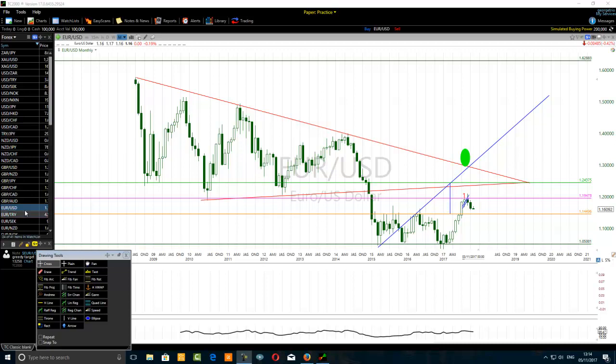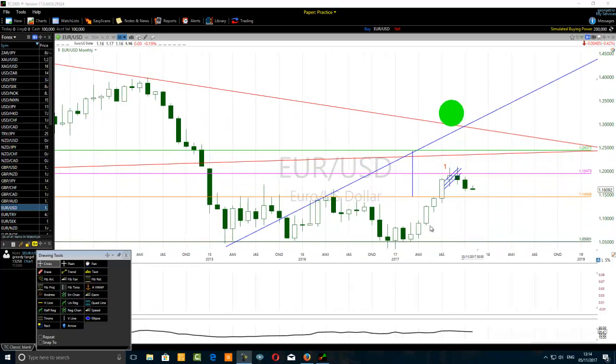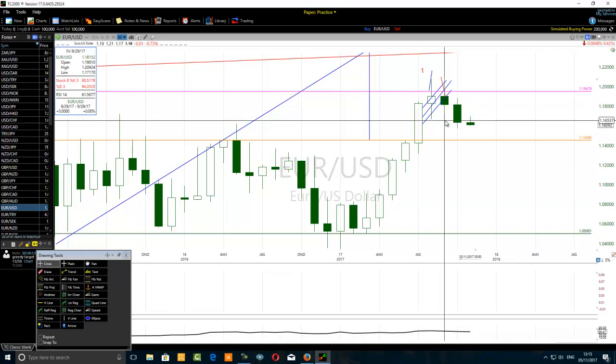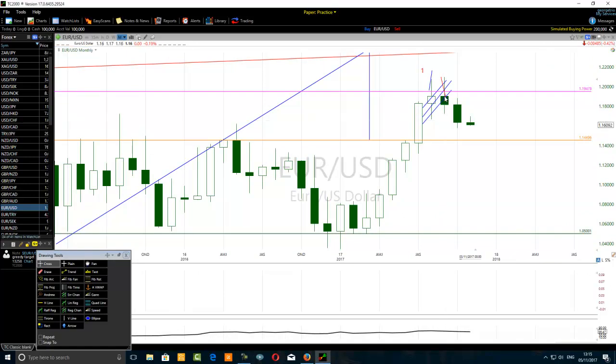So now we are looking at the euro dollar currency pair on the monthly chart. You can see here, this candlestick bar is the month of September. This is the month of October. Those two candlestick bars are now closed. This is the new month of November, so pay attention to that. This is the euro dollar.